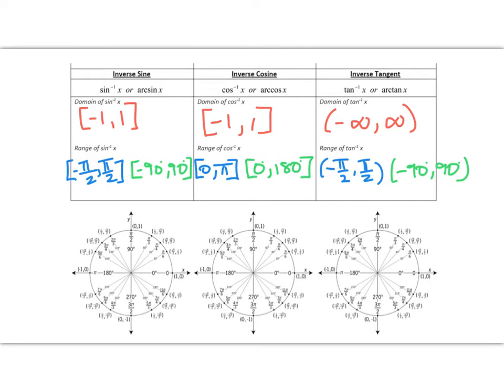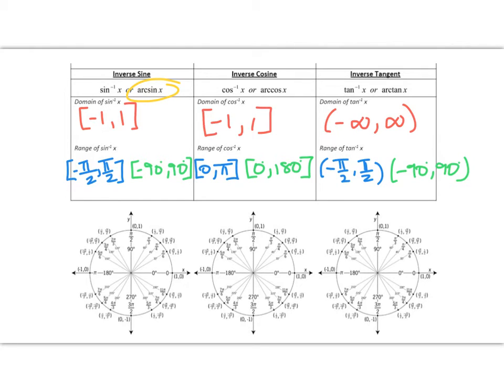I want to focus for a minute on this notation here. So sine inverse, it looks kind of like a negative 1 exponent. Sine inverse of x could also be expressed as arc sine of x, so just the ARC in front, and then it's similar for the others as well. So we can say cosine inverse of x or arc cosine. They mean the same.